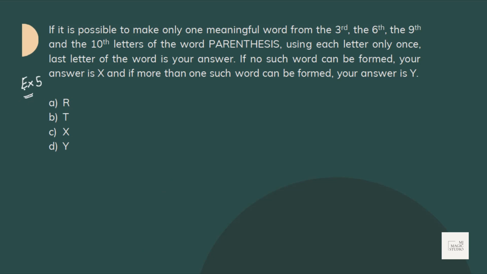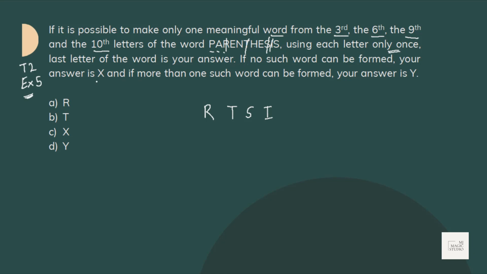So, example 5 of type 2. Okay, we are on to type 2 questions and this is example 5 of this video. If it is possible to make only one meaningful word from the 3rd, 6th, 9th and 10th letters of the word PARTICIPATE, the third one would be R. Then we need the sixth one: 4, 5, 6, we have T. Ninth: 7, 8, 9, S. And then 10 is I. With this, we can form one meaningful word using each letter only once. The last letter of the word is your answer.